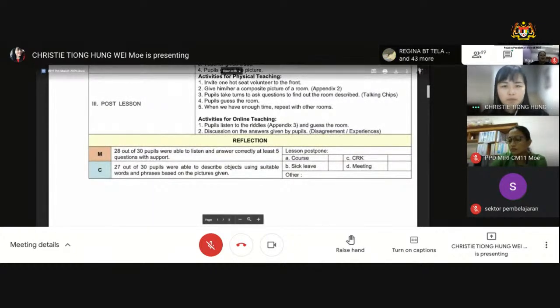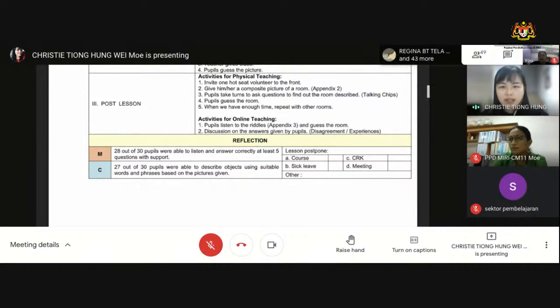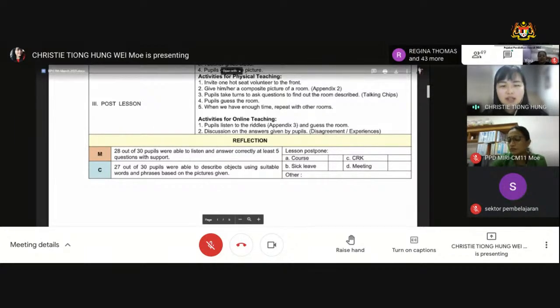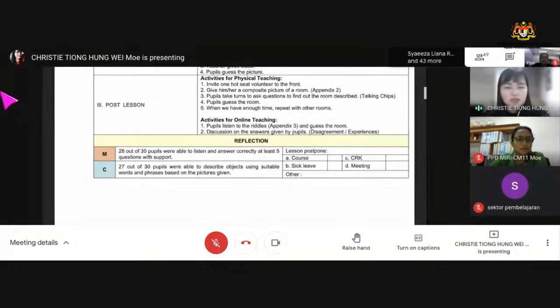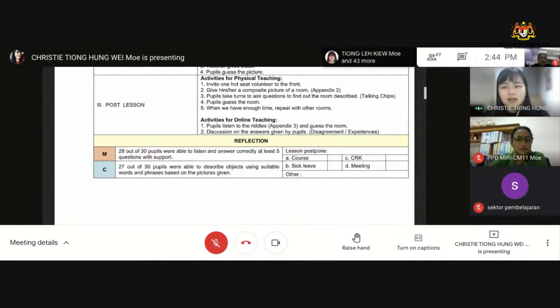For online teaching, people will listen to the riddles and guess the room. We will discuss the answers given by the people, because I found that some of them said, teacher, I didn't brush my teeth in the bathroom, I brushed my teeth in the kitchen. Teacher, I didn't sleep in my bedroom, I sleep in the living room. So we need to discuss and guide them to a correct answer. Like, okay, next time you can brush your teeth in the bathroom, because the kitchen is for cooking or baking or washing the dishes.